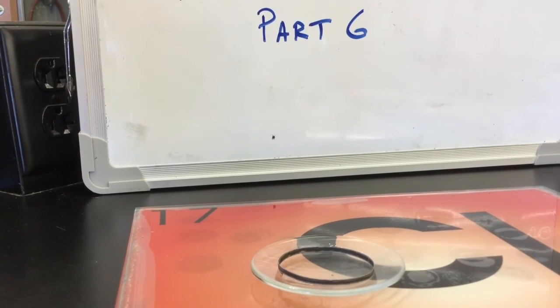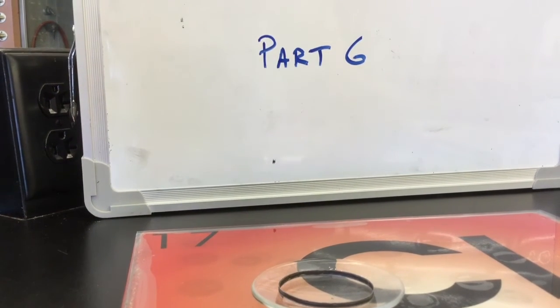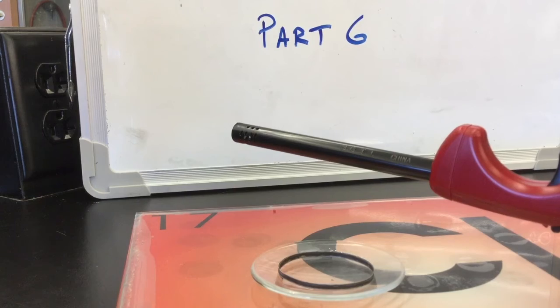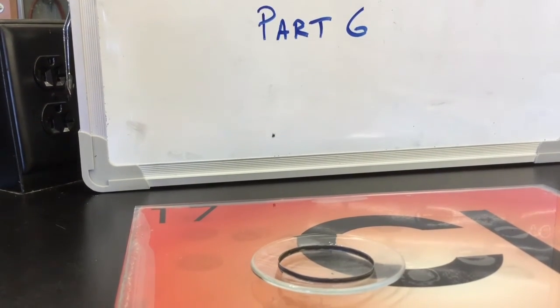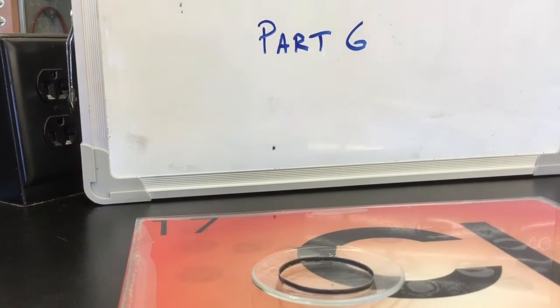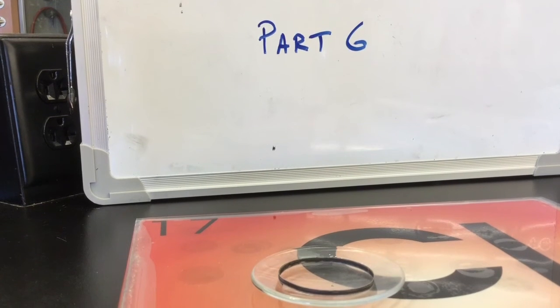Instead of doing this procedure in the fume hood with the Bunsen burner, you're going to use a lighter. This will be sufficient to get the reaction started. No fumes will be produced during this reaction, so you don't need to be in the fume hood. You are also going to need some crucible tongs.